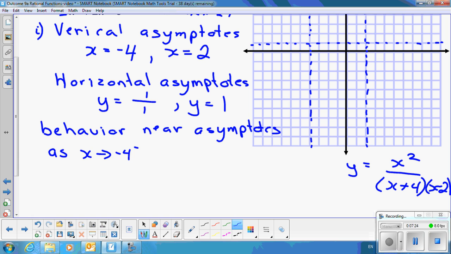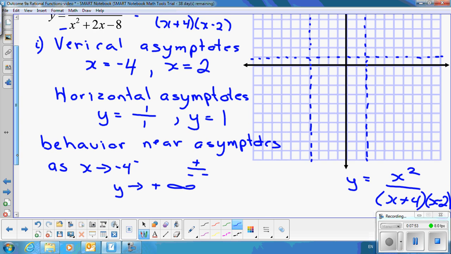If I put in -4.1 into the numerator, I would end up with a positive value. Into the denominator, if I put in -4.1, that first term would be negative, as would be the second term. And overall, our function would be positive. So as x approaches that asymptote from the negative side, y would approach positive infinity.